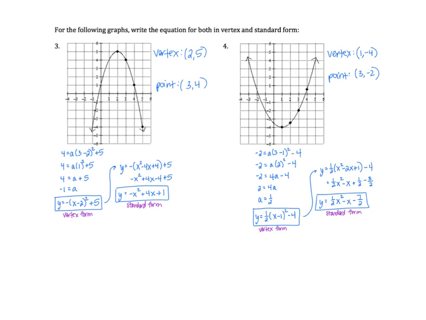In number 4, again, I wrote it in vertex form. So I knew my vertex was at 1, negative 4. So this was the negative 1 there, and this was the negative 2. I filled in my point 3, negative 2, and again, it really could have been any point. And then I solved for a. I got my vertex form, and then I multiplied it out to find my standard form.